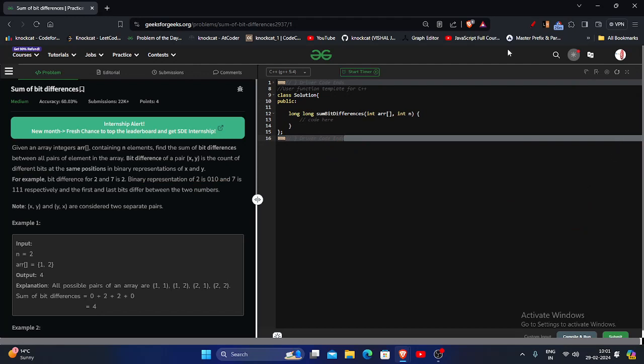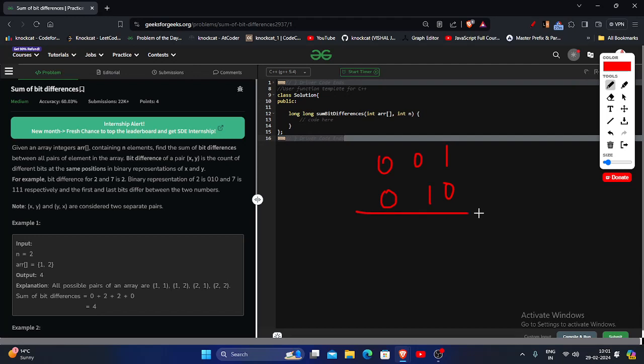So again, it is the number of indices where the bits are different. For 0, 0, 1 and 0, 1, 0, at this position the bits are different. Here also the bits are different. Here, 0 and 0, the bits are the same, so it will not count as a pair. So overall, we have two for 1 and 2.